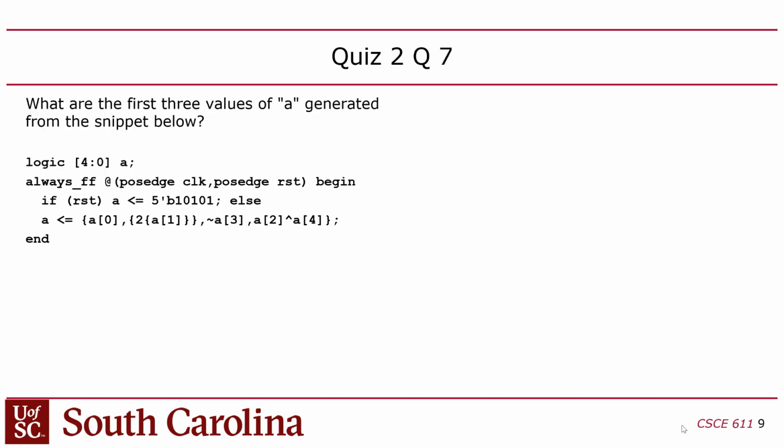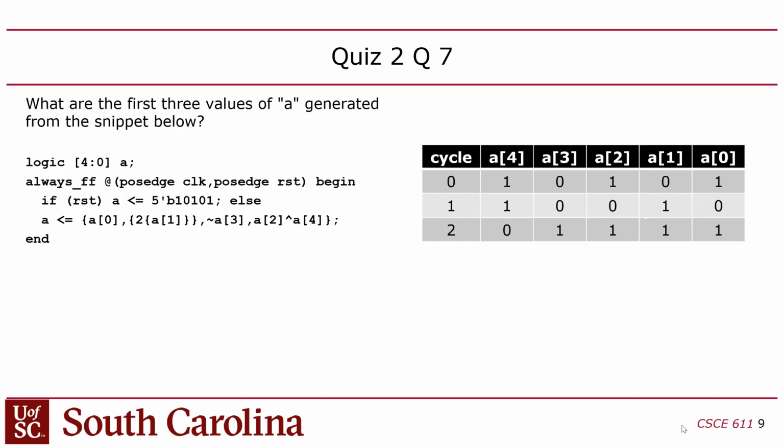What are the first three values of A generated in the snippet below? So this one is 5 bits now. So in cycle 0, we reset values 1, 0, 1, 0, 1. And then after that, we do some bit manipulation here. So in cycle 1, we get the old value of A0, which is 1. Starting from left or right? So starting from most significant to least significant. Here with this concatenation, when you do these curly braces, it's always ordered from most significant to least significant.